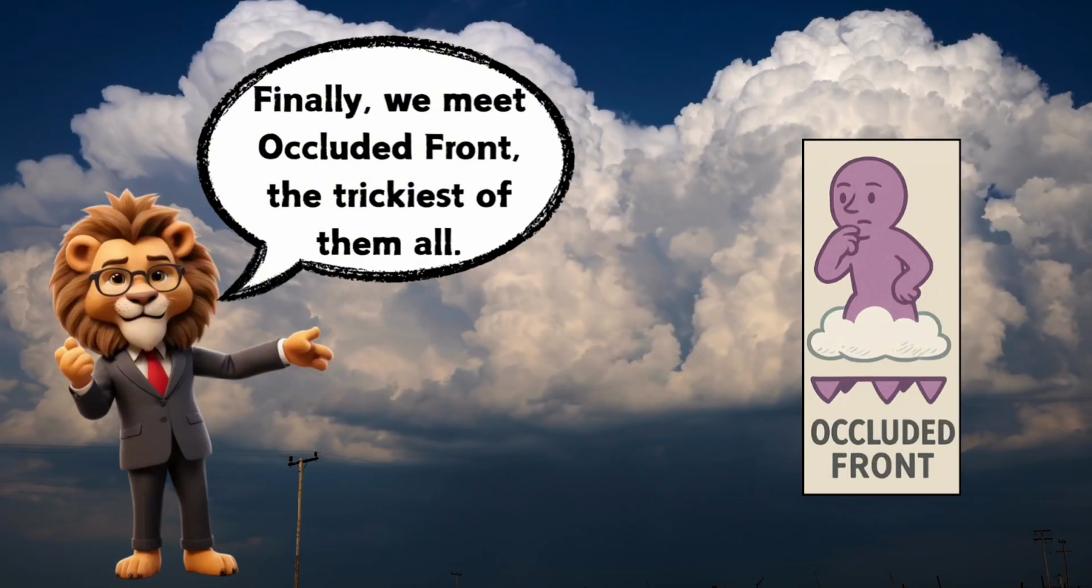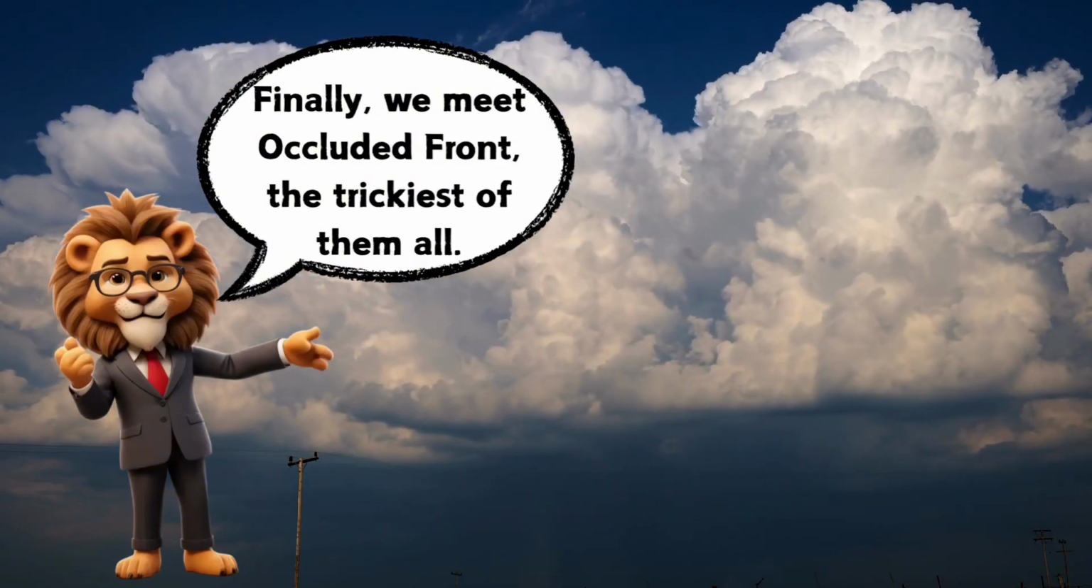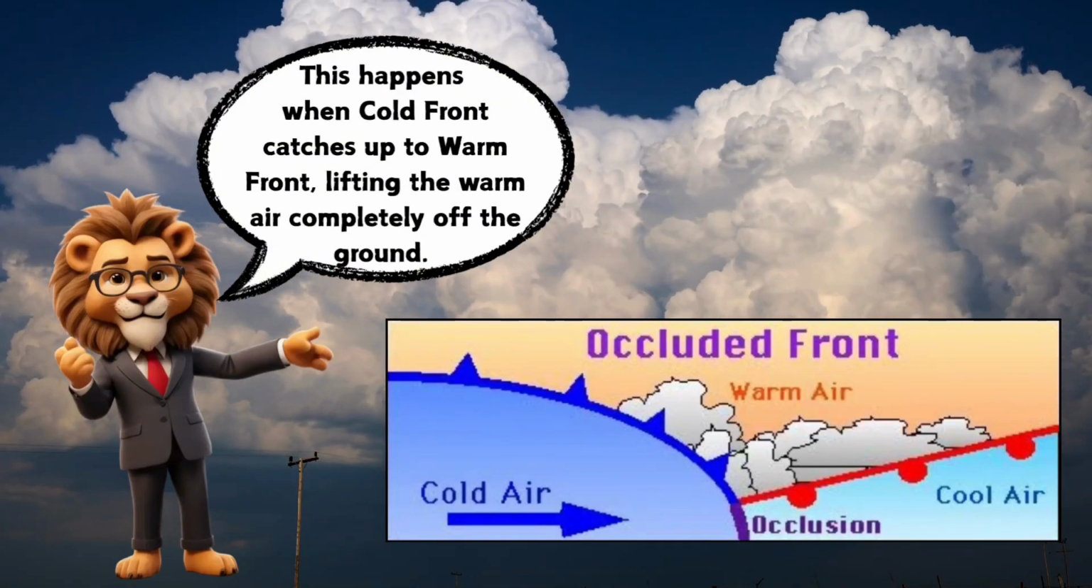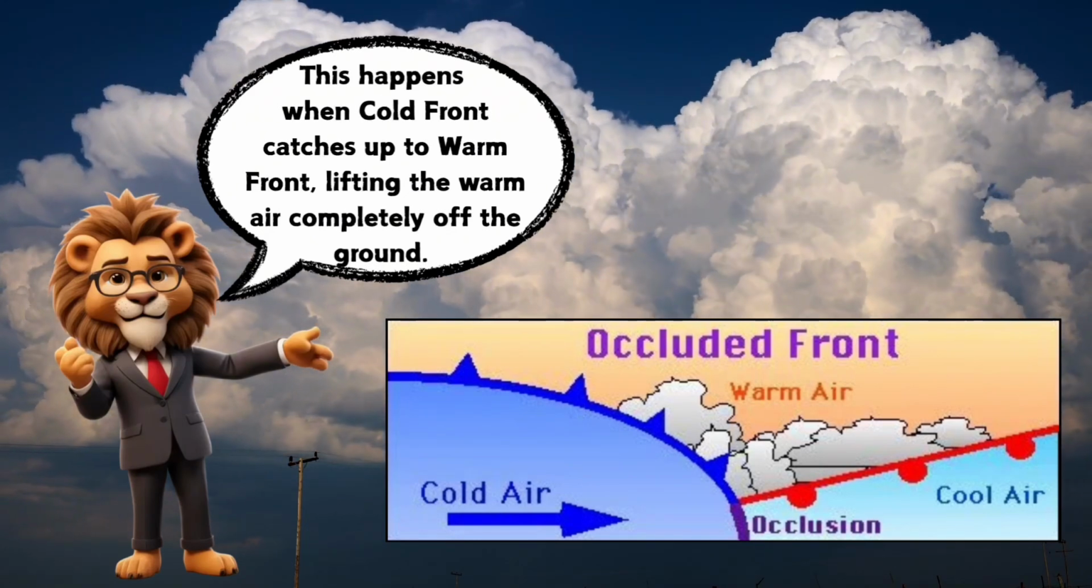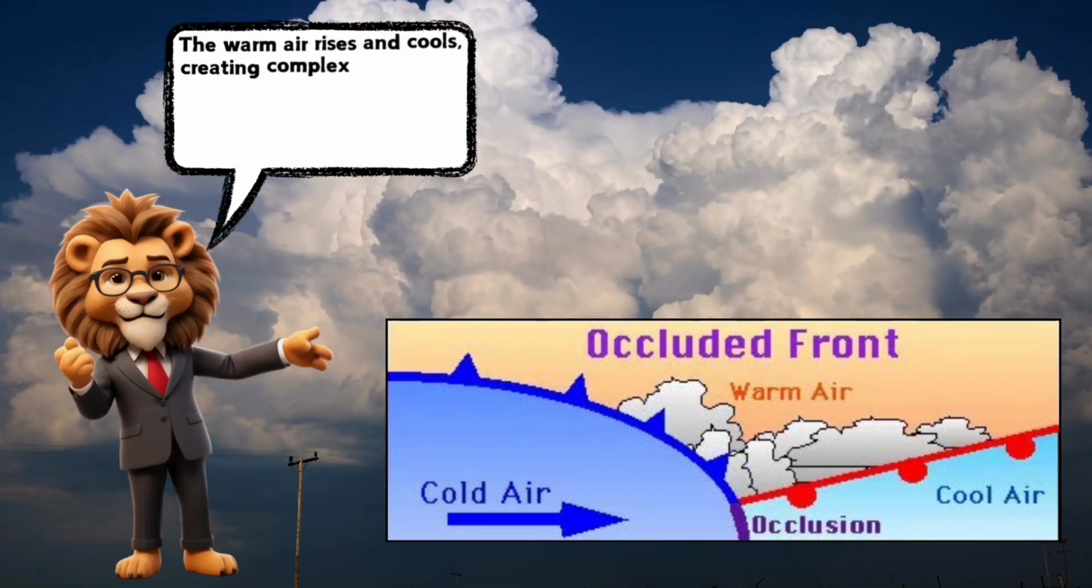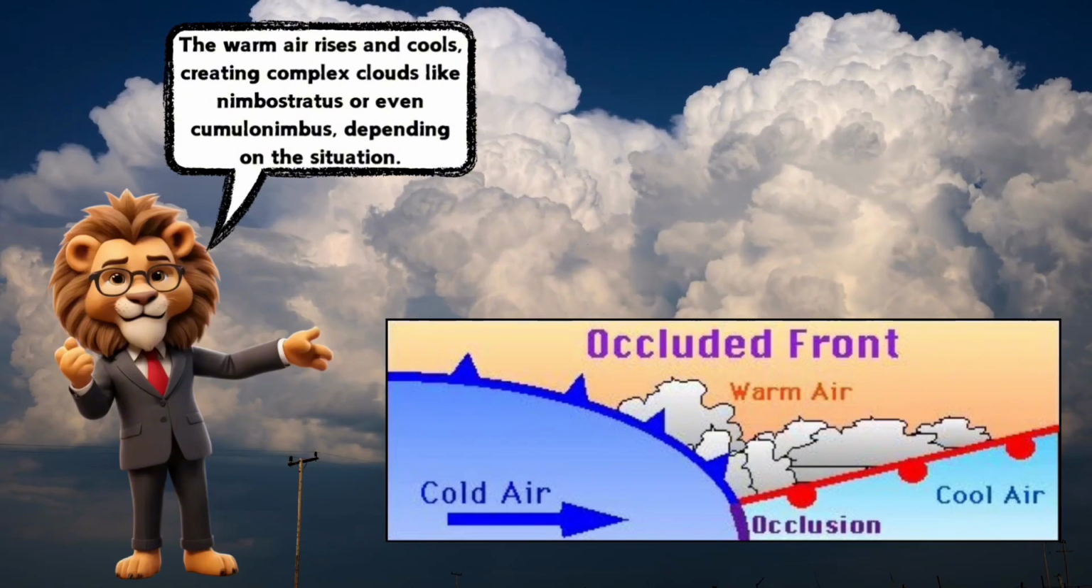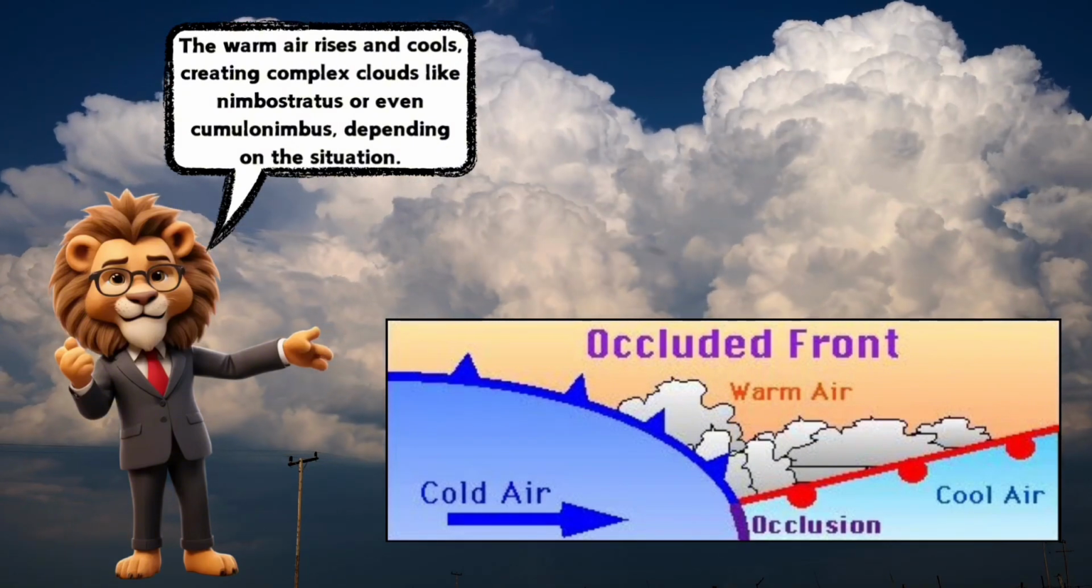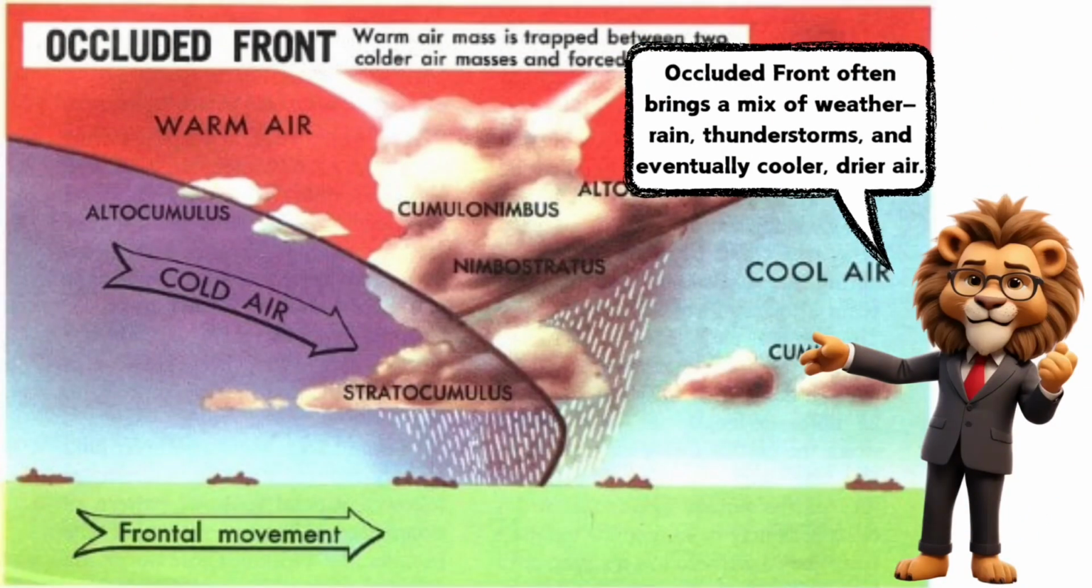Finally, we meet occluded front, the trickiest of them all. This happens when cold front catches up to warm front, lifting the warm air completely off the ground. The warm air rises and cools, creating complex clouds like nimbostratus or even cumulonimbus, depending on the situation. Occluded front often brings a mix of weather, rain, thunderstorms, and eventually cooler, dry air.